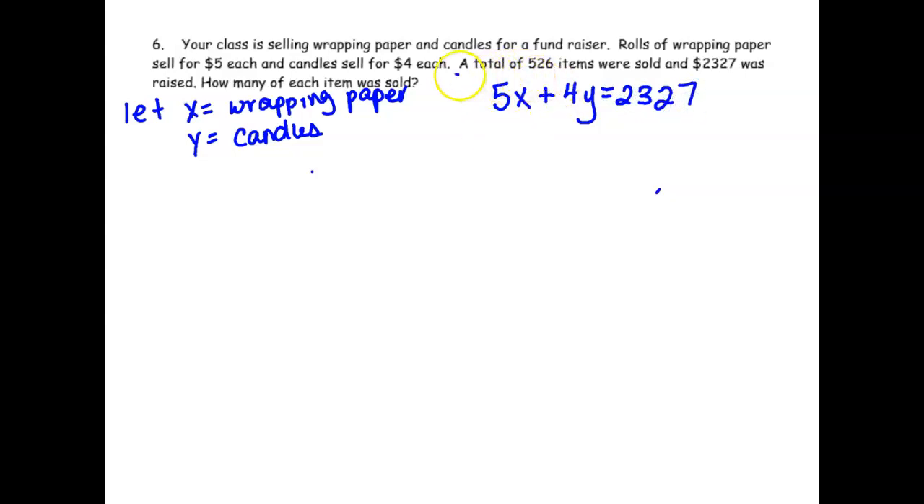So a total of 526 items were sold. Okay, that's usually, if you look at the second equation, it's harder to find, but it's really easier. So 526 items simply means that x plus y is equal to 526. Once you have your two equations, your two variables, it's easy to use either substitution or elimination. It's your choice. And you can then check it using Desmos.